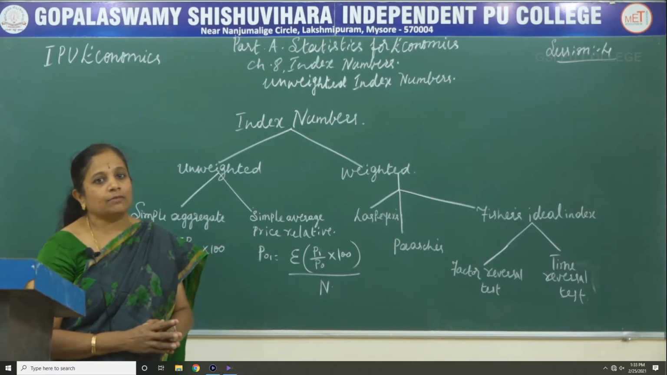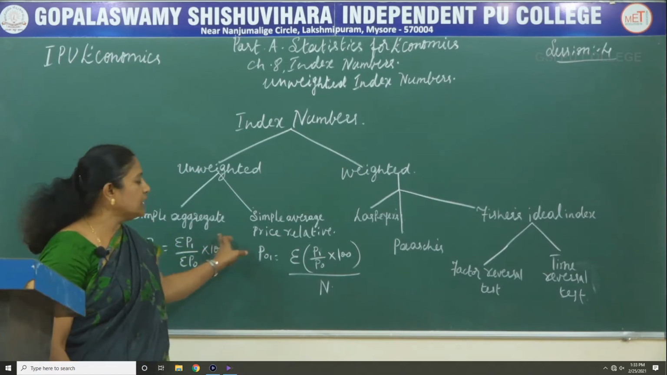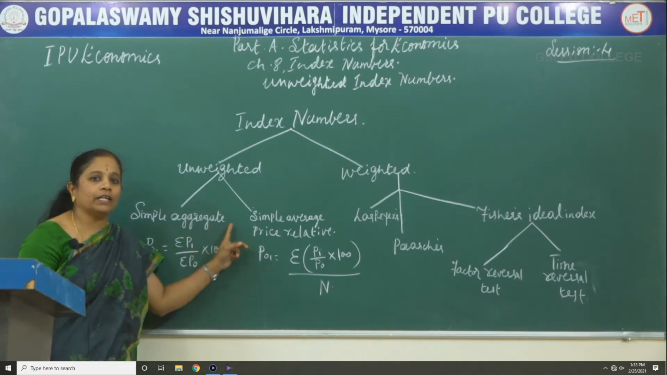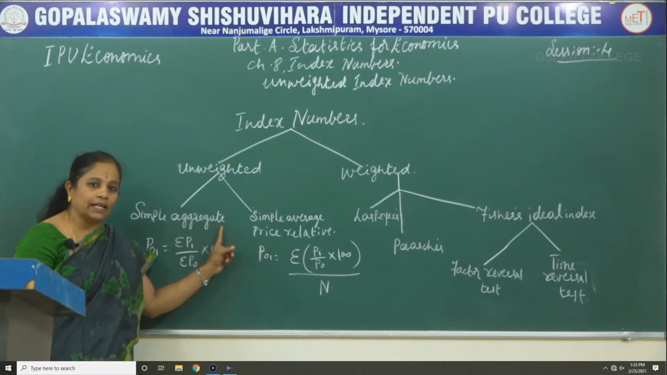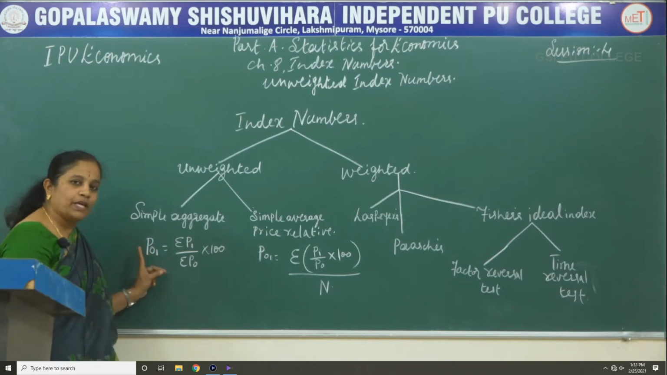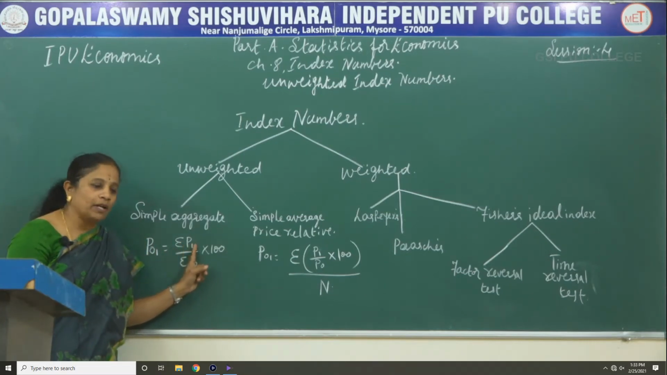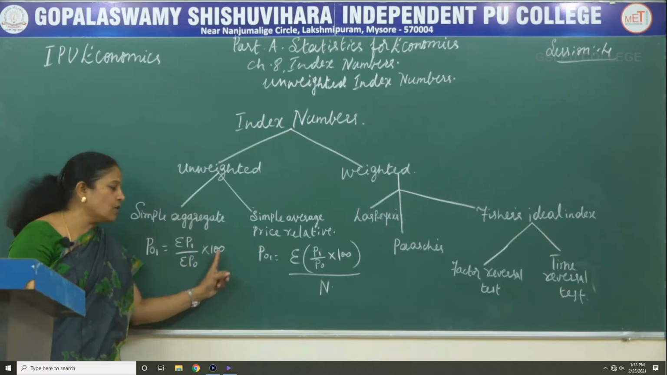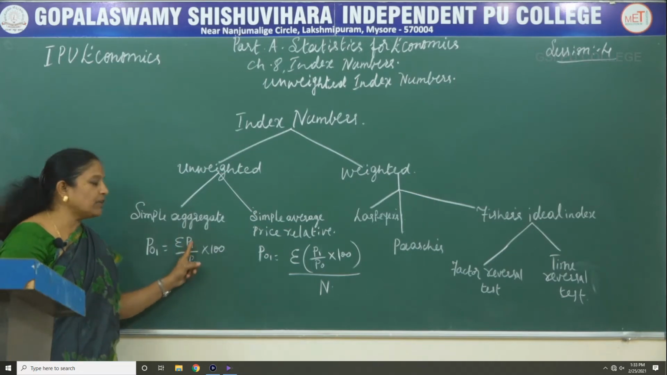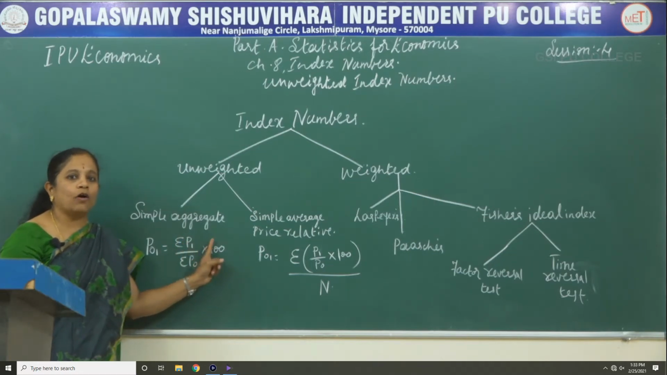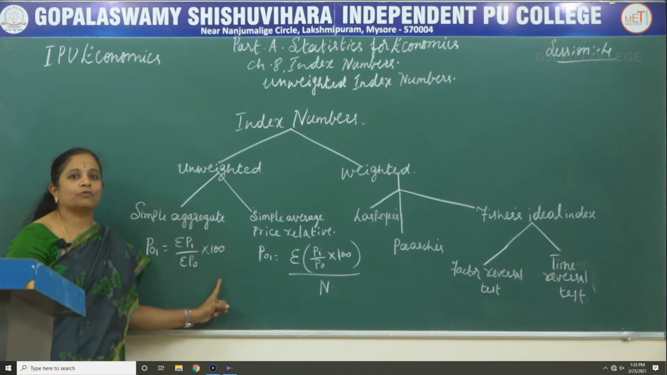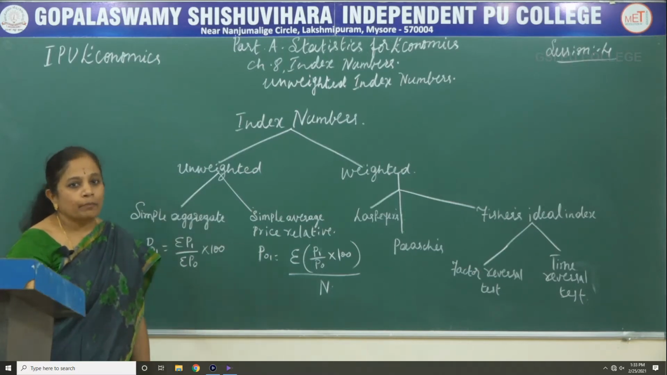These unweighted index numbers can be obtained by two formulas. The first formula, to calculate the unweighted index number under the simple aggregate method, is P01 equals sigma P1 divided by sigma P0 into 100. Here P1 is the value of the price indexes of the current year and P0 is the value of the price indexes of the base year.